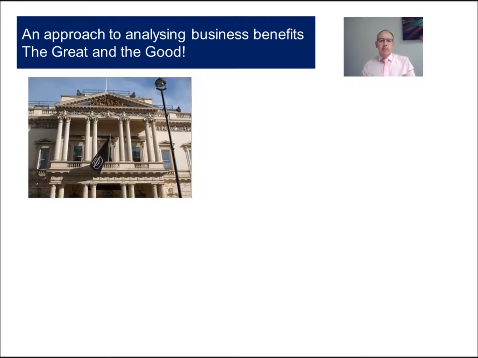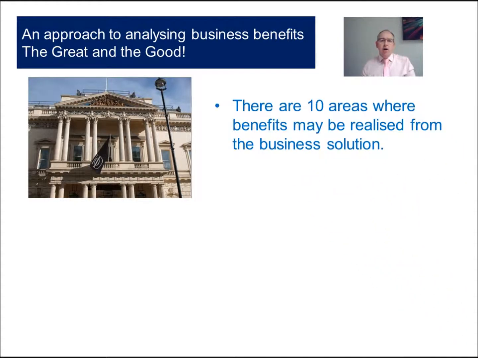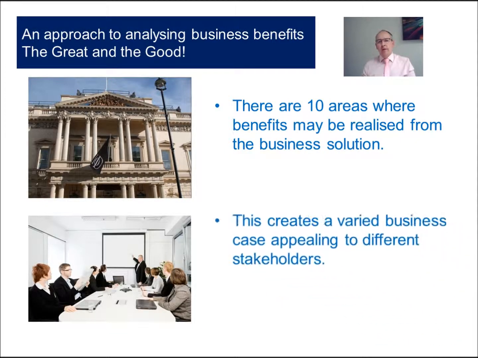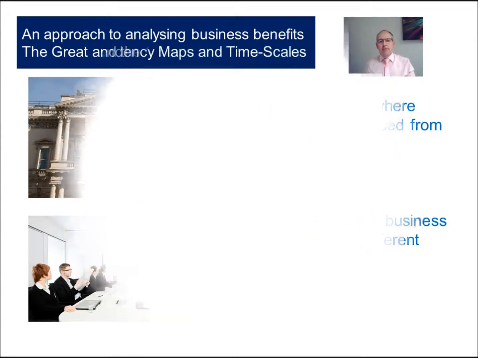This tells us now that for the great and the good, the stakeholders, the senior people in the organisation, that there are 10 areas where our system implementation can deliver business. And it means that we can create a varied business case appealing to different stakeholder groups. It is more than just financial or non-financial benefits.